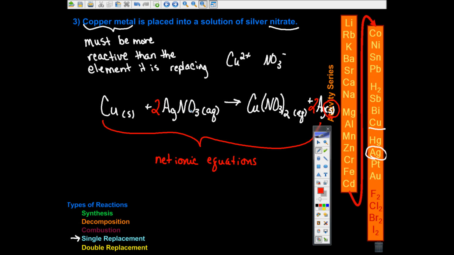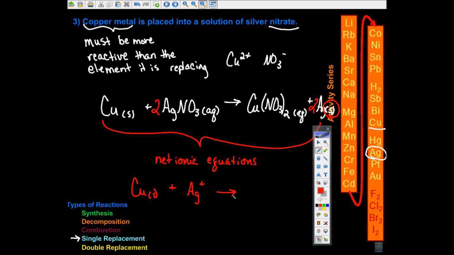What happens to the nitrate? Nothing. It stays NO3. It stays dissolved. So you don't include that in your net ionic equation. So all I do is on this side I write copper solid plus what's changing here? Not the nitrate, just the silver ion.